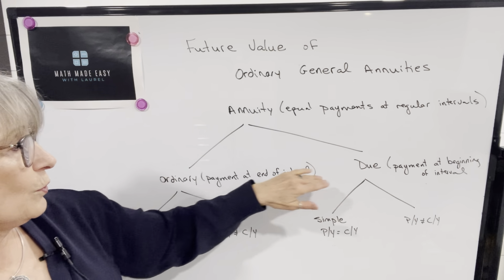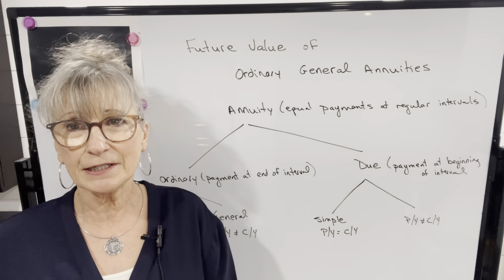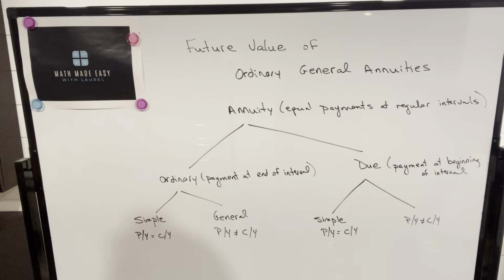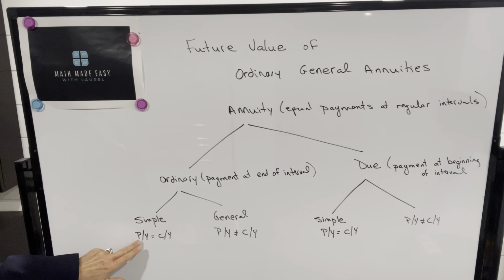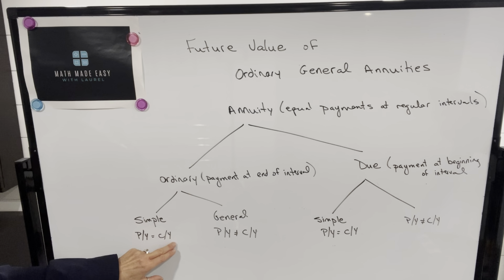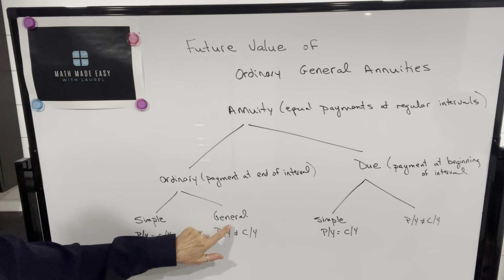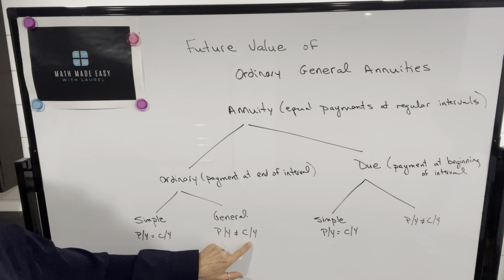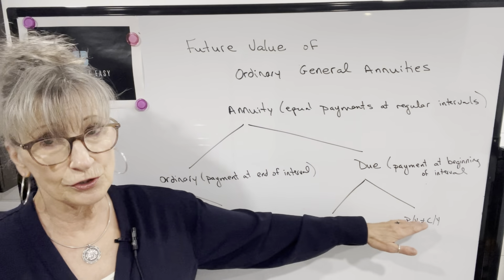For each of those, they can further be subdivided depending on the frequency of the payments and the frequency of the compounding. Each of those can be split into simple and general. What makes an annuity simple is if the frequency of the payments is equivalent to the frequency of the compound periods, so the payments per year is equal to the compound periods per year. On the other hand, with general, the frequencies are not equal, so the number of payments per year is not equal to the number of compound periods per year. It's the same thing with annuities due.